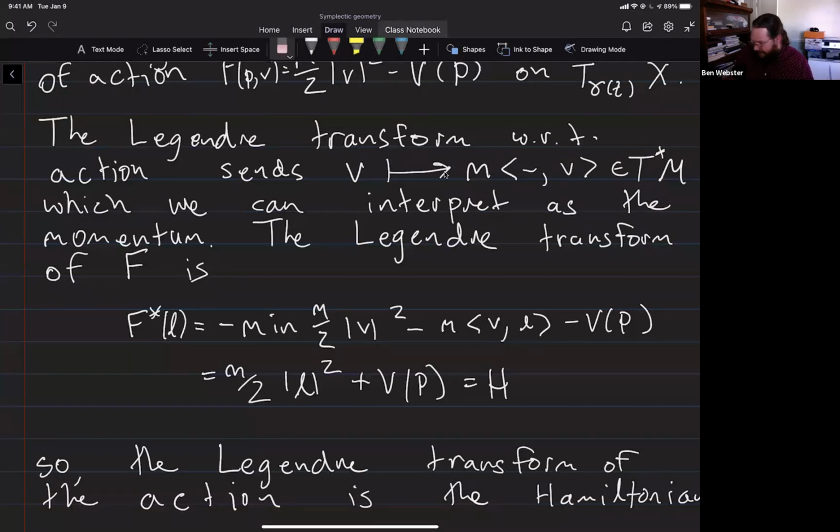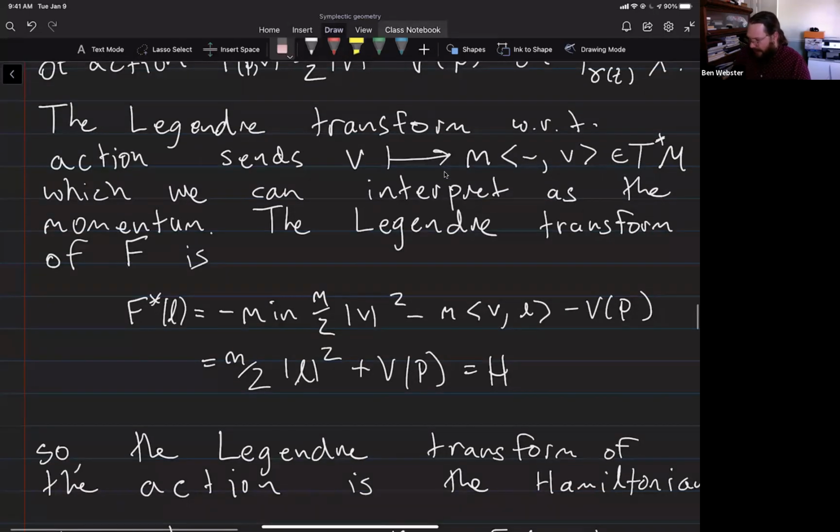And the reason that the sign switches on the potential energy is that, from the perspective of the Legendre transform, that's just a constant. It's constant on the whole fiber. So constants get negated. But when you apply the Legendre transform to 1/2 norm squared, you get 1/2 norm squared for the dual norm on the dual vector space. So you exactly get out the Hamiltonian again.